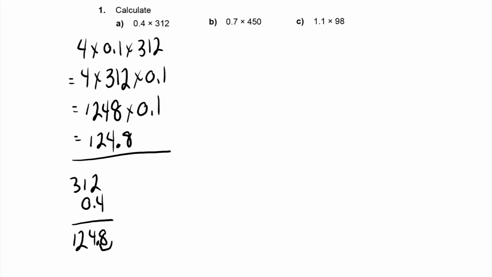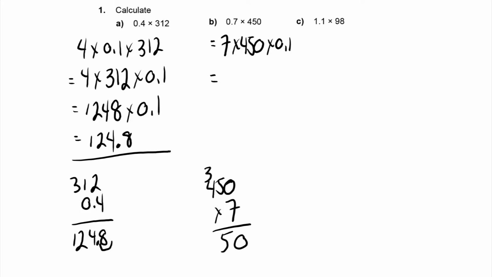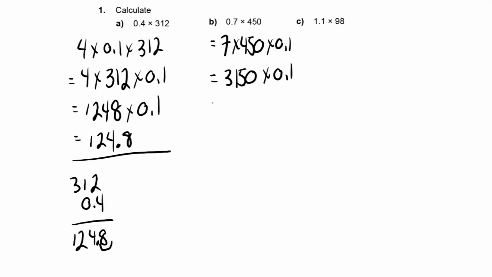Looking at part B, we've got 7 times 450 times 0.1. 7 times 450: 4 7s are 28, plus 3 is 31. So 3150, so we've got 3150 times 0.1. The 0.1 means we move the decimal place one position to the left. So we've got 315.0.